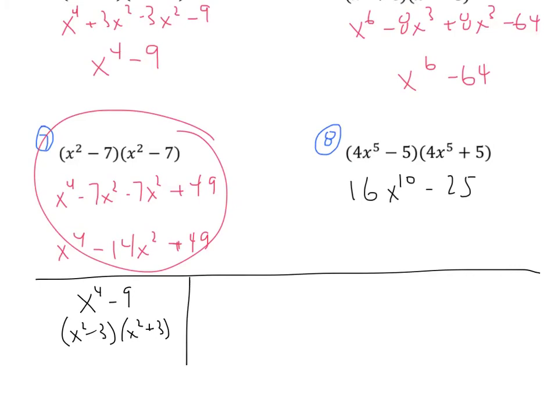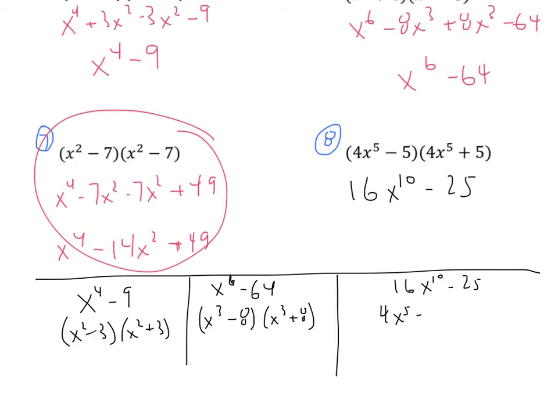The second one: if I had given you x to the 6th minus 64 and asked you to factor that, we would end up with x cubed minus 8 times x cubed plus 8. Using the same pattern that we did from the first page. And then for 8, if I had given you 16x to the 10th minus 25 and had you factor that, you would end up with 4x to the 5th minus 5 times 4x to the 5th plus 5. Again, if you don't believe me, you can multiply these out. But we already did that, so you should figure that out.